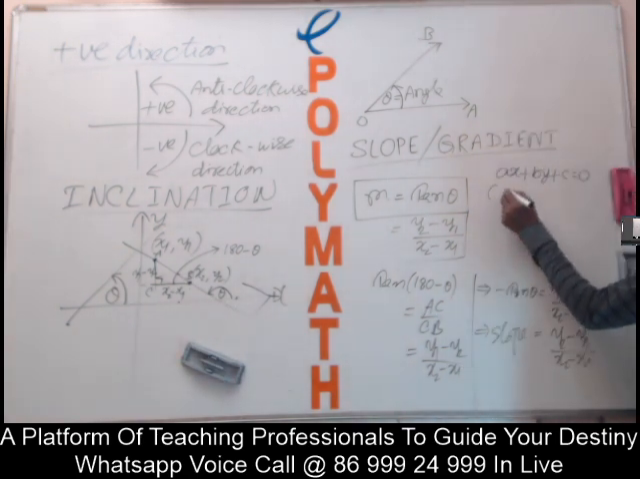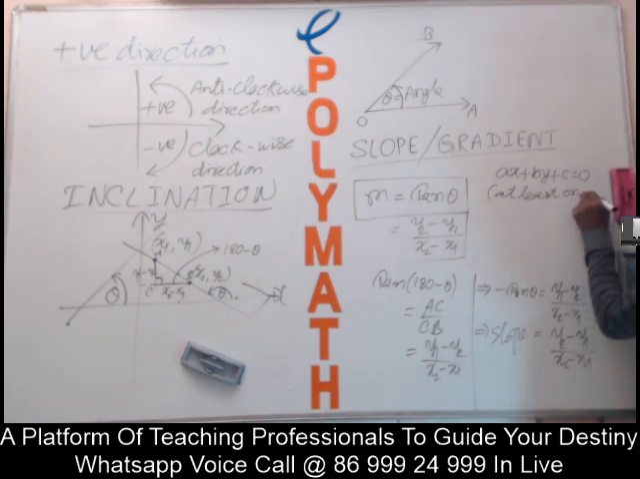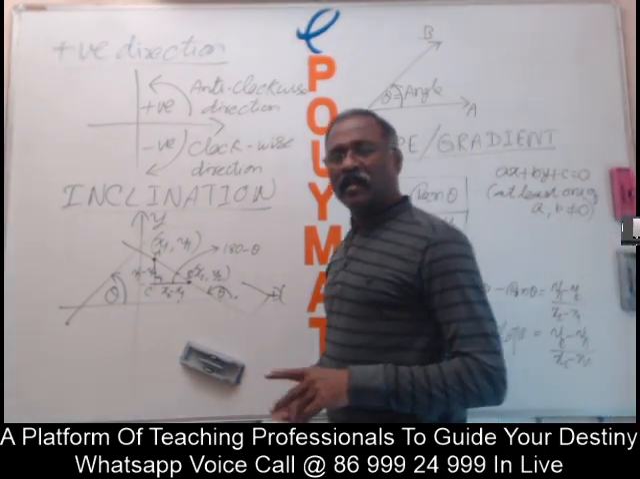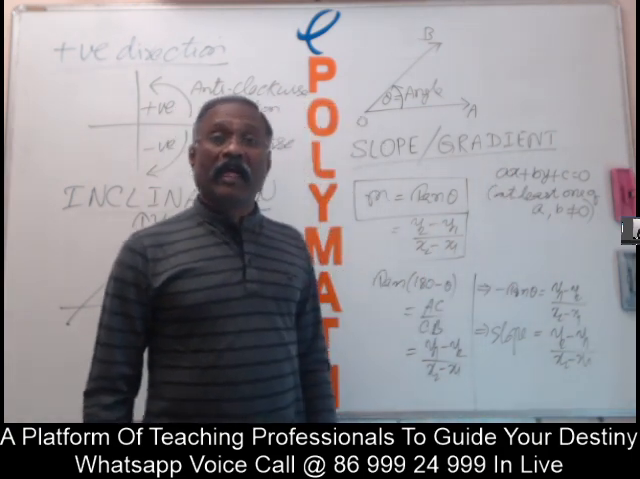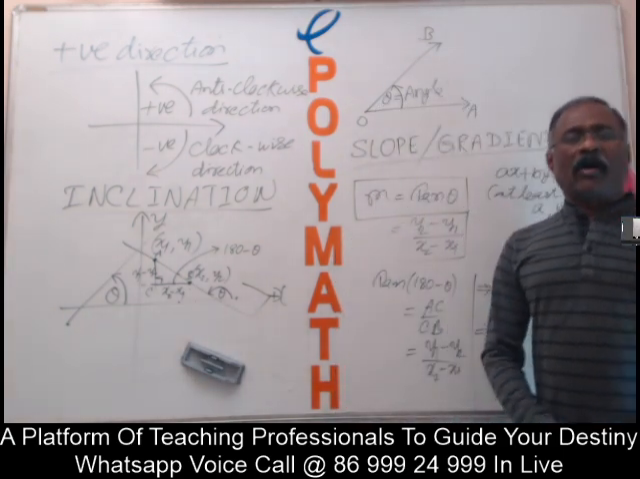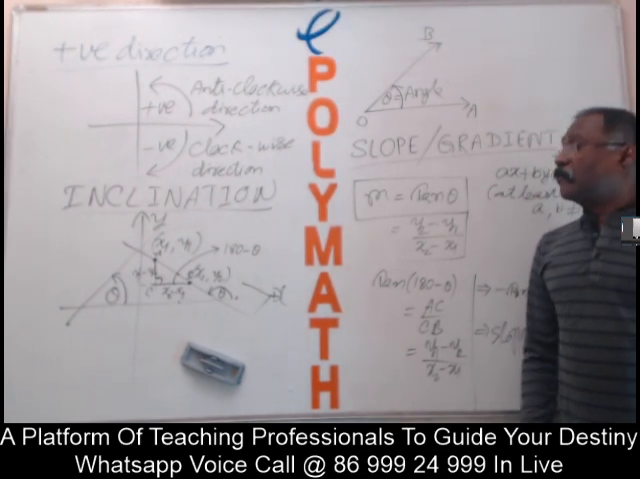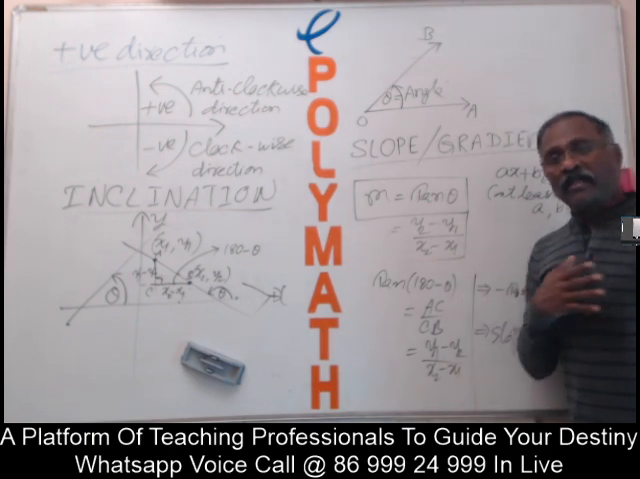At least one of a, b is not equal to 0. If both a, b become 0, there will be no variable term. That is why at least one of a, b is non-zero. Then we call this the general equation of the straight line. You will understand that. But for now, slope will be taken in 3 different forms. 2 I have explained. The 3rd one I am explaining now.